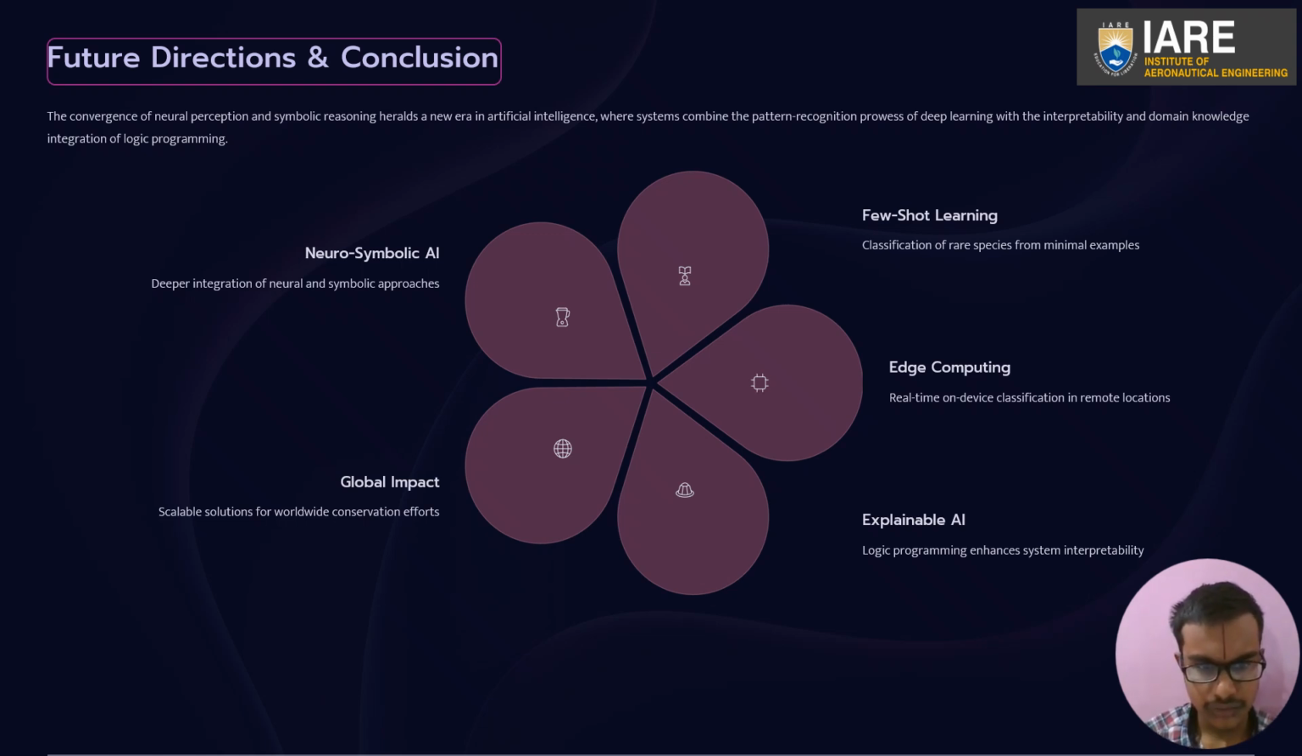Neuro-symbolic AI, deeper integration of neural and symbolic approaches. Global impact, scalable solutions for worldwide conservation efforts. Few shot learning, classification of rare species from minimal examples. Edge computing, real time on device classification in remote locations. Explainable AI, logic programming enhances interpretability. System interpretability.